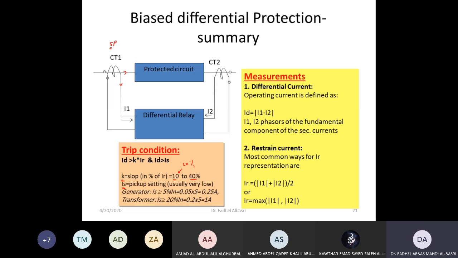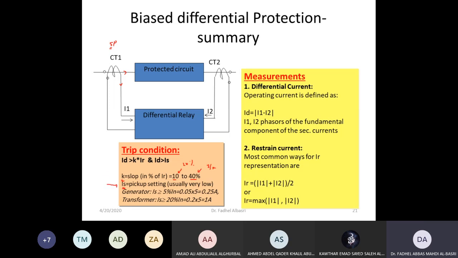That is for generator differential protection, but for transformers we go for 40%. This is what I am talking about for transformers. Now this is regarding the slope.